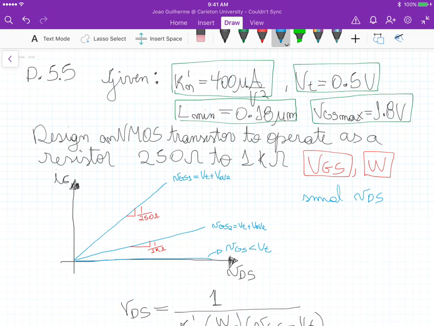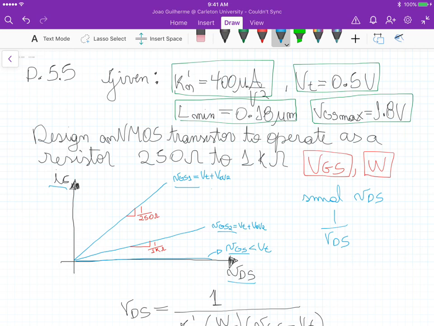the relationship between ID and VDS is a linear curve. In this linear curve, those blue lines that we have here, the slope of those curves corresponds to 1 over RDS, which is the resistance between drain and source. Now, the thing here is that each one of those VGS values gives us one of those linear curves. We basically change the slope of these curves.